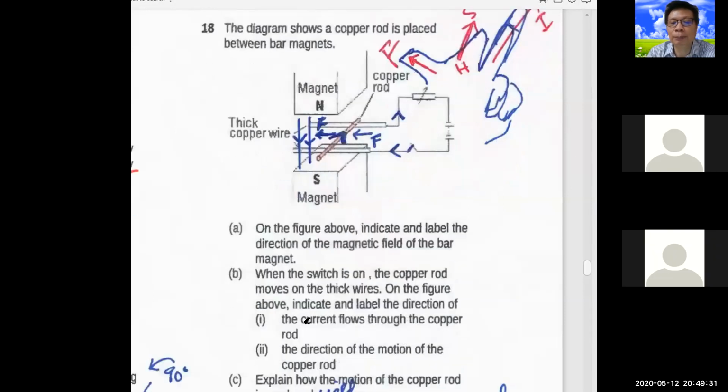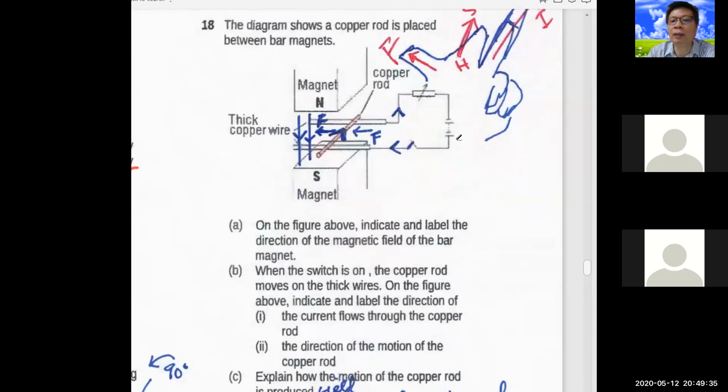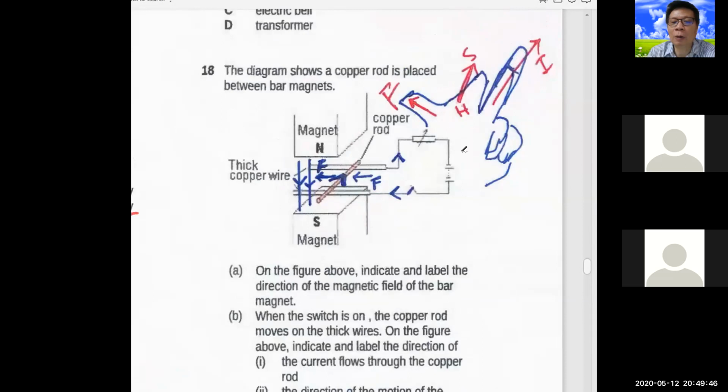Okay, B. When the switch is on, okay, you switch on here, the copper rod moves on the thick wire. This copper rod will move, you know. Move where? You use Fleming's left hand. You must understand this hand. Your first finger is this one, follow here. North to south, I think I was wrong already. It's pointing down, top to bottom, point down. That means this finger is actually pointing downwards, the hand going down. But I cannot draw the hand going down, you know. Actually, north to south means top to bottom, this finger. Whether this finger goes to the side, okay?